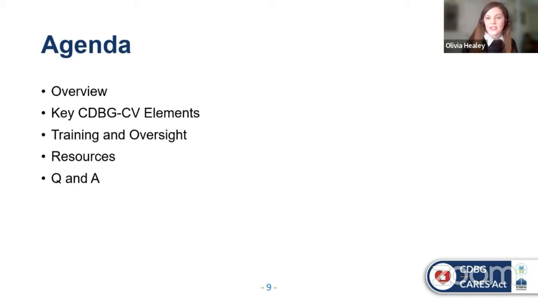And then tying it back to key CDBG-CV elements, because the basics are the foundations for our policies and procedures. We'll follow up with the next steps and orienting you to the training and oversight portion after your P&Ps are implemented, and then review some resources that we have available and address those questions that you guys have submitted throughout the presentation. So as a reminder, since this platform may be new to you, that's below the screen or in that Slido website.